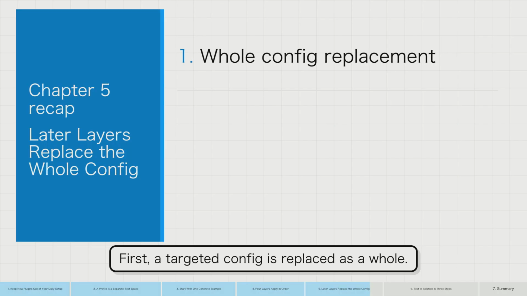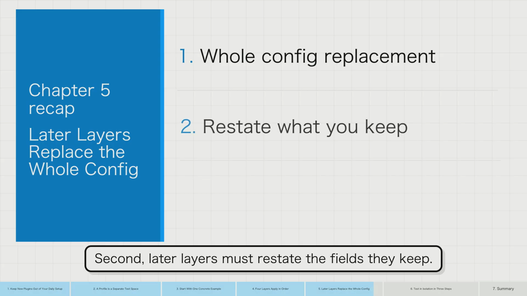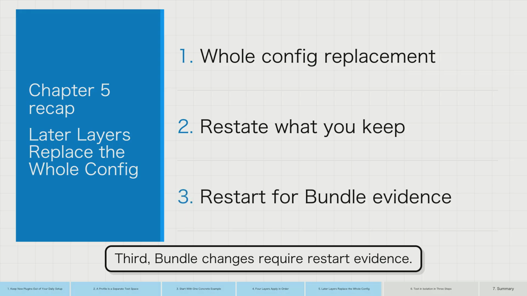Chapter Recap. First, a targeted config is replaced as a whole. Second, later layers must restate the fields they keep. Third, bundle changes require restart evidence.